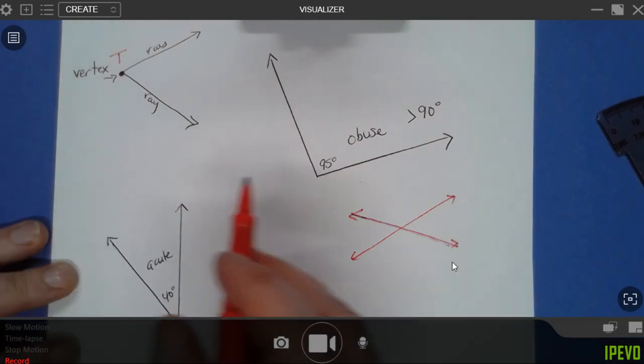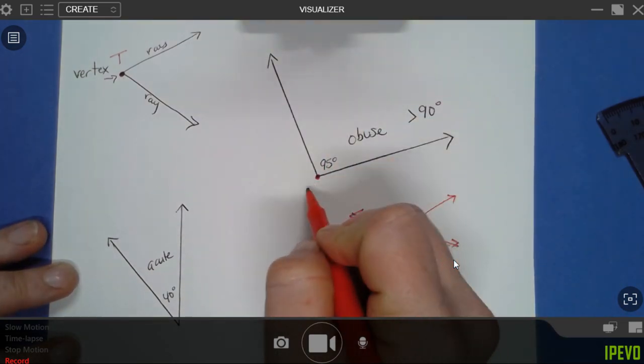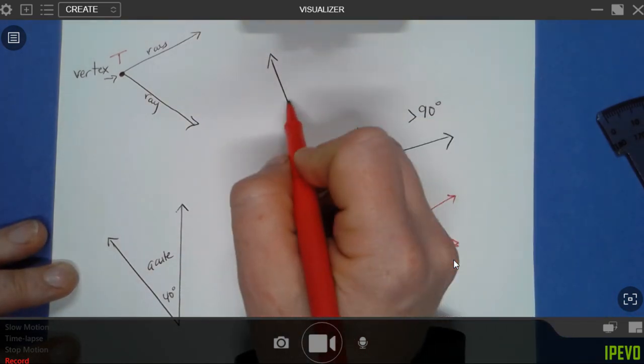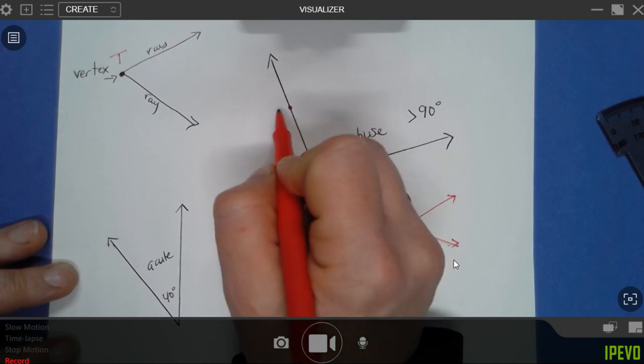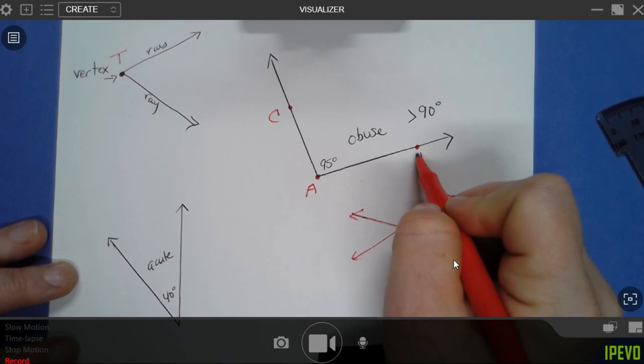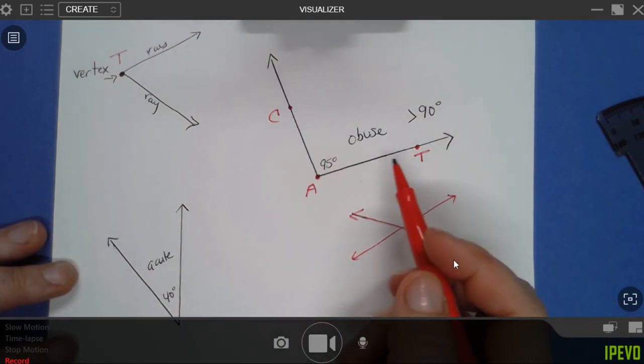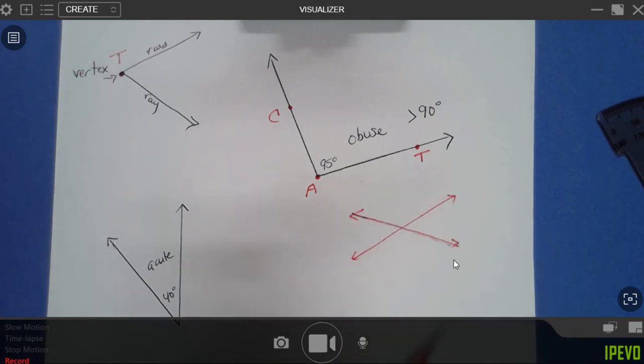So there's another way of naming angles also. Instead of just using the T, we can put an angle here. Let's call this A. And then we'll put a point on each ray. So we'll call this C and this one point T. Notice they're all uppercase. That's proper in math. If you're talking about angles, you want to use uppercase letters or capitals.